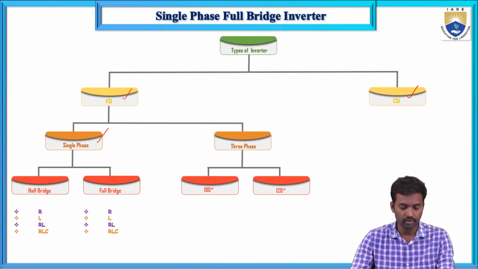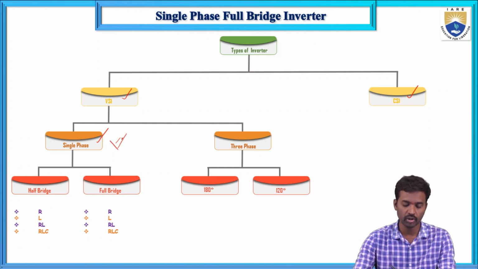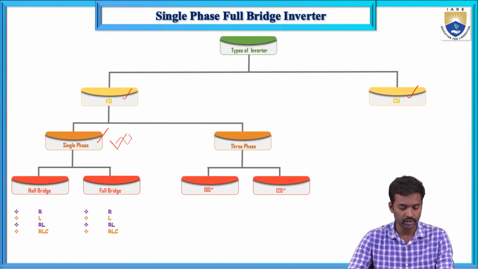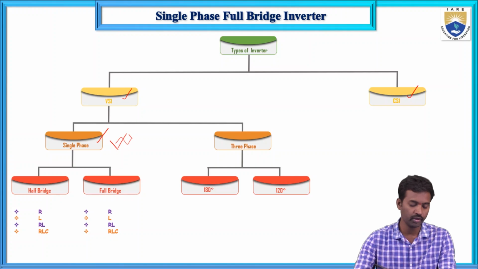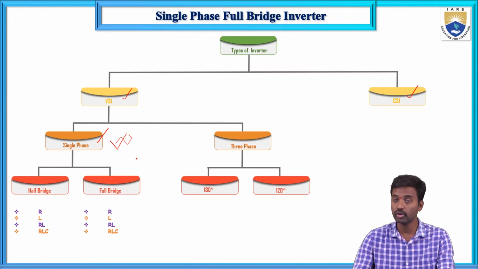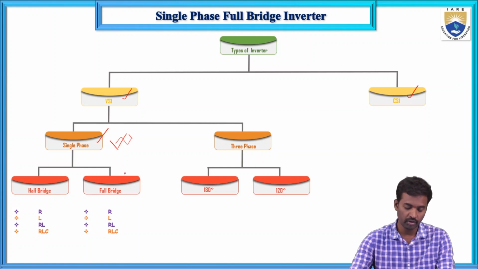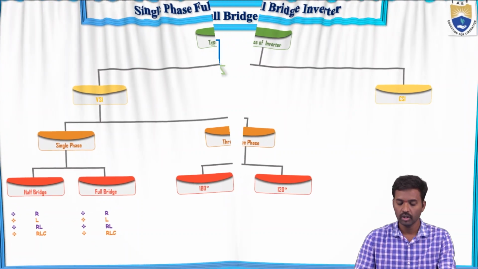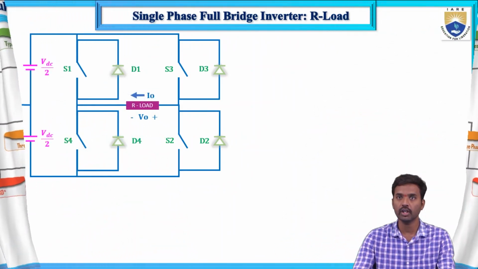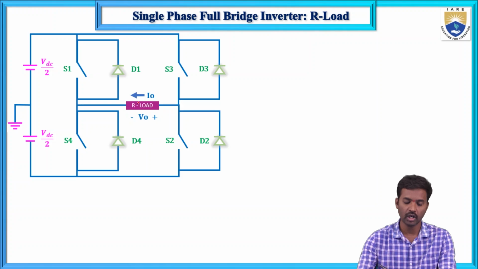Now here in the single phase, you will get the single phase voltage, and in the three phase you will get the three phase output voltage. Single phase half bridge, here we will use two switches. Here in the full bridge we will use 4 switches. So today we are going to have a discussion on single phase full bridge inverter with R load and L load only. So this is the circuit diagram of single phase full bridge inverter with R load. So this is the R load.